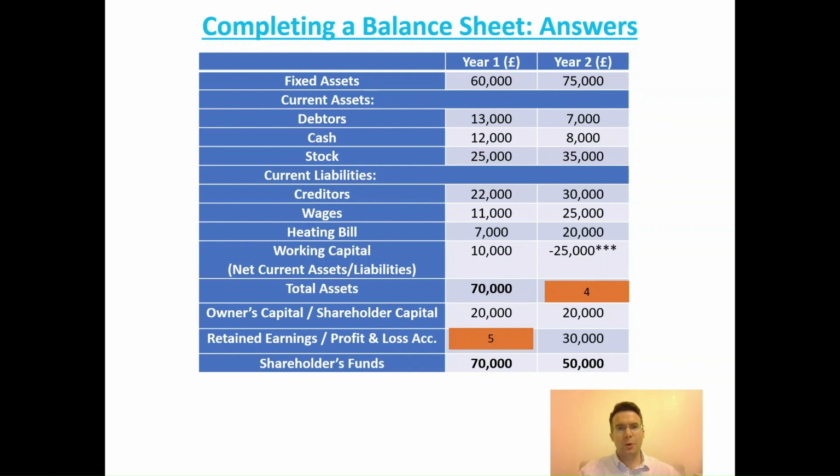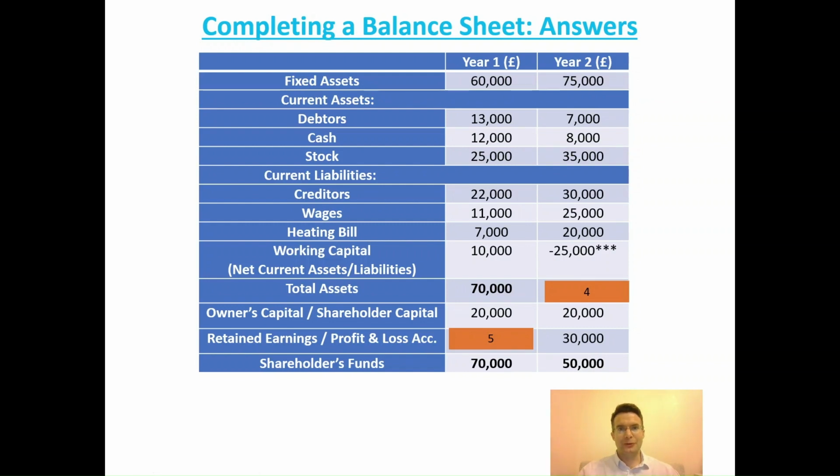The reason I've put a few asterisks after that 25,000 negative is because negative figures in a balance sheet, or many financial statements for that matter, can be either shown with a negative sign in front of it, or more often than not, they're shown within brackets. So you'd often see that £25,000 within brackets, and that would mean it's a negative or minus figure.